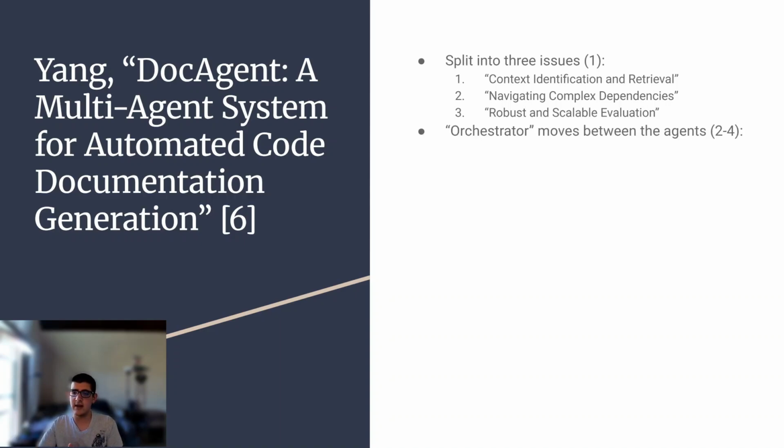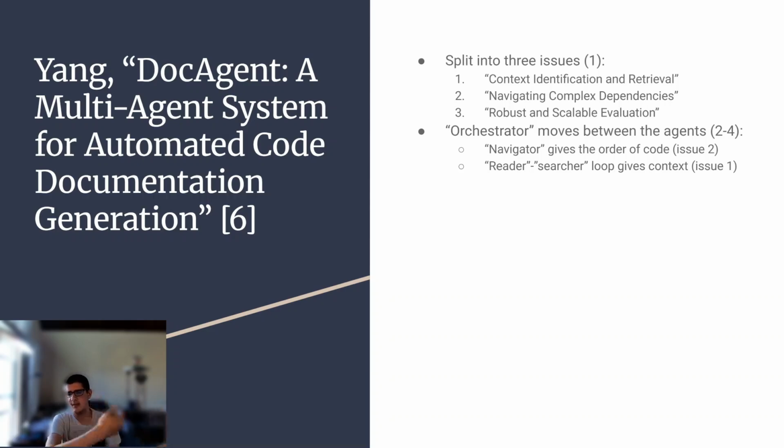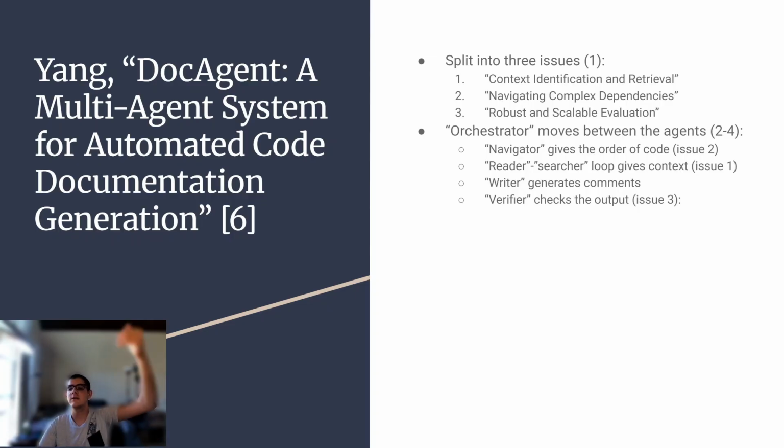So what they do is they have a few agents and an orchestrator that moves between them. The first one is the navigator, which determines what is the best order for the orchestrator to move pieces, which addresses issue number 2. And essentially it has it start from the thing that everything depends on. Then there is a reader-searcher loop, which gives the context and fixes issue number 1. So they start with a reader that looks at a different code and goes, okay, this is the information we might need. And then it goes to the searcher, which goes and gets that information. And then the reader might go, okay, we need this information now, or say we have enough. Then the writer generates the actual comments, and the verifier solves issue 3 by checking the output, and it can then either move the info back into the writer, or it might go back to the reader-searcher.